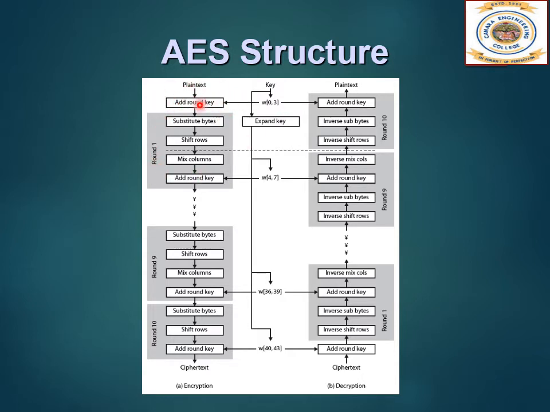Next is round 1. In round 1, we have 4 transformations: one is substitute bytes, one is shift rows, one is mix column, and the add round key. Similarly, you have to go for n-1 rounds with all these 4 transformations. In the last round, one transformation is missing, that is, mix column is not present. We have only 3 transformations: substitute bytes, shift rows and the add round key. Then finally we get the ciphertext. This is the encryption process.